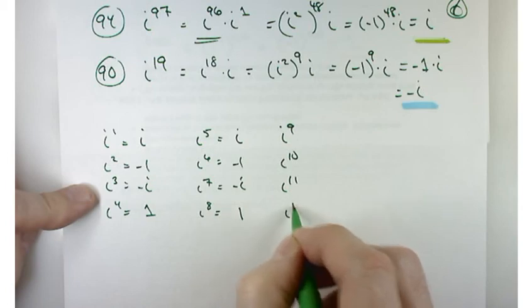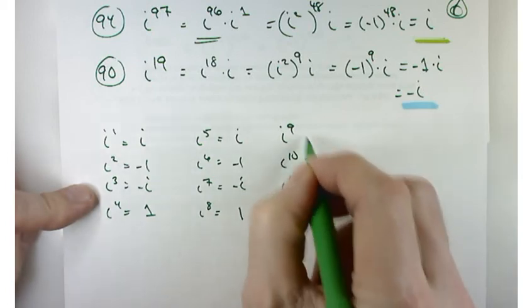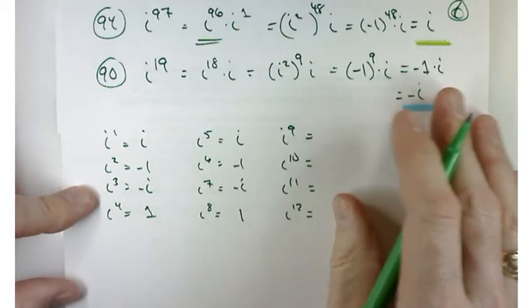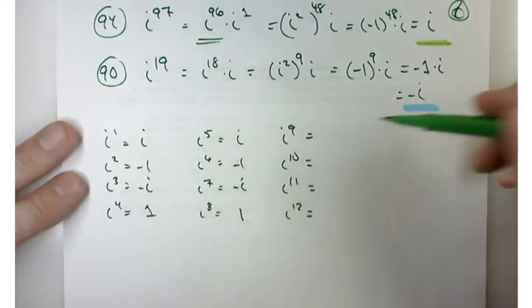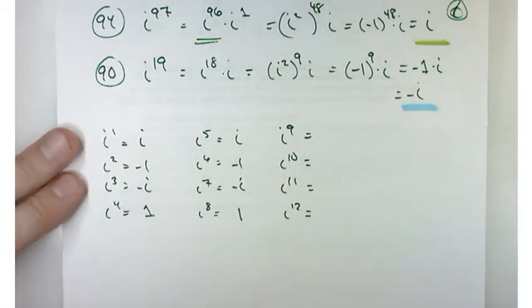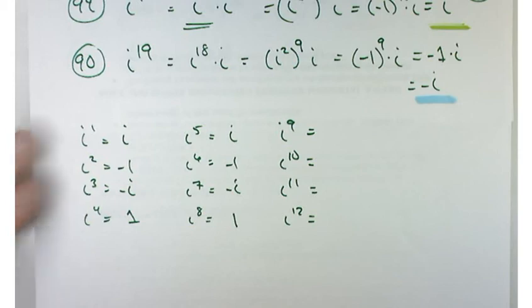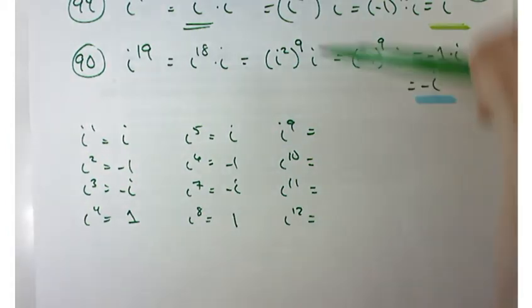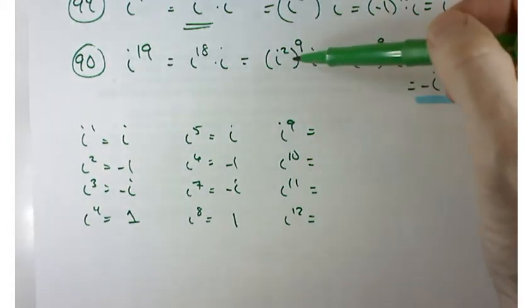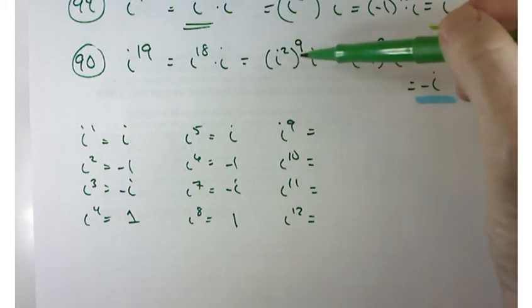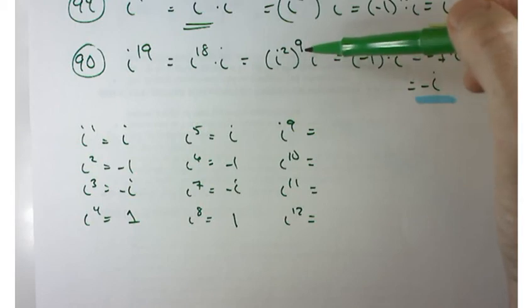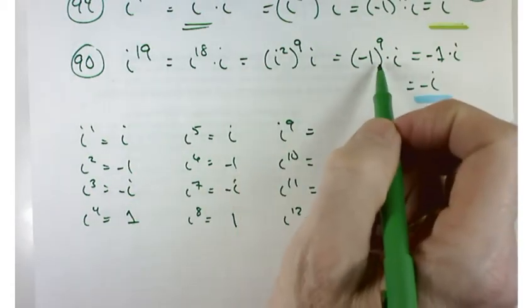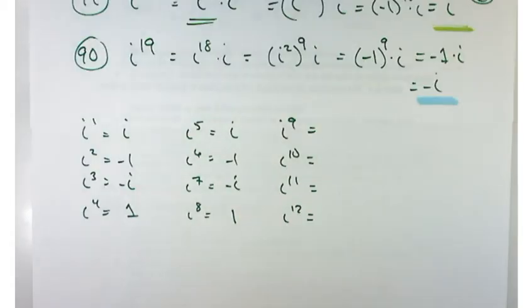Doing it this way would involve memorizing these first few terms and also dividing by 4 and figuring out where you are in the sequence. You can do that. People do that. There's nothing wrong with it. I used to teach it that way, but I like this because you only have to remember one thing: i squared is negative 1. And that's it. Once you have your i squared term split off, it's just negative 1 to some power, which you can simplify.